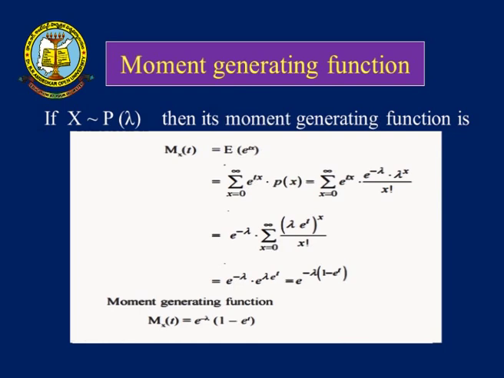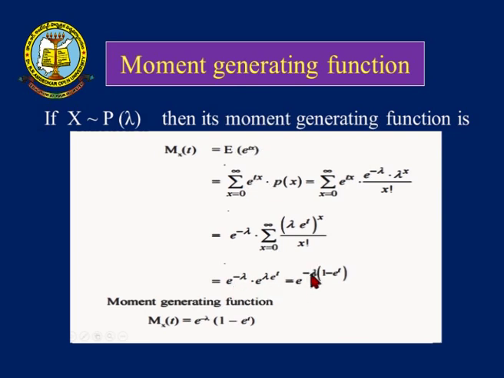The probability mass function of the Poisson distribution is e to the power of minus lambda, lambda power x divided by x factorial. We substitute these values. Here e power minus lambda is a constant, so we take it outside of the summation. The summation is over x equal to 0 to infinity of lambda into e to the power of t, whole to the power of x, divided by x factorial. We treat lambda into e power t as one single term. Now we can expand this summation, and this becomes e power minus lambda into e to the power of lambda into e to the power of t. Here the bases are equal, so the powers should be added.